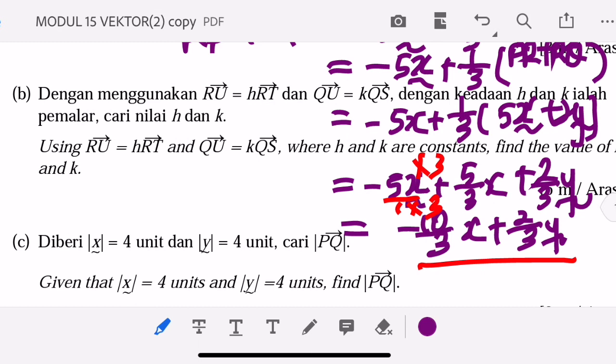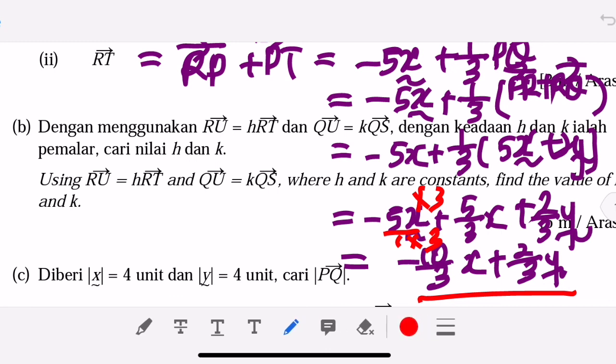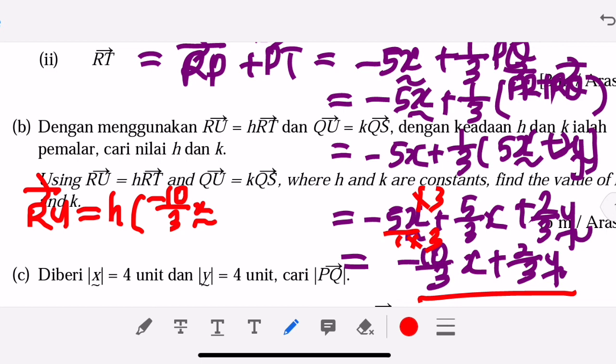For part B, using RU equal to hRT, and then QU equal to kQS, you have to find the value of h and k, where h and k are constants. For this part it's very easy because you already got RT, right? So you just substitute in. RU equal to hRT. RT is negative 10 over 3x plus 2 over 3y. We just found it just now.